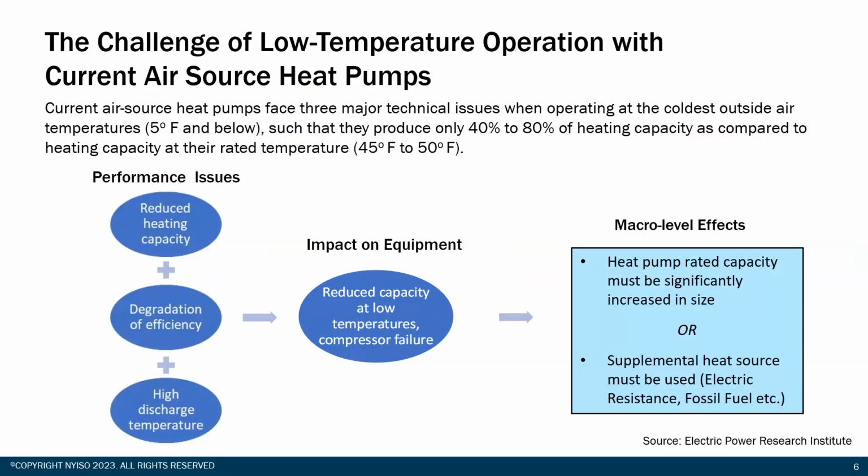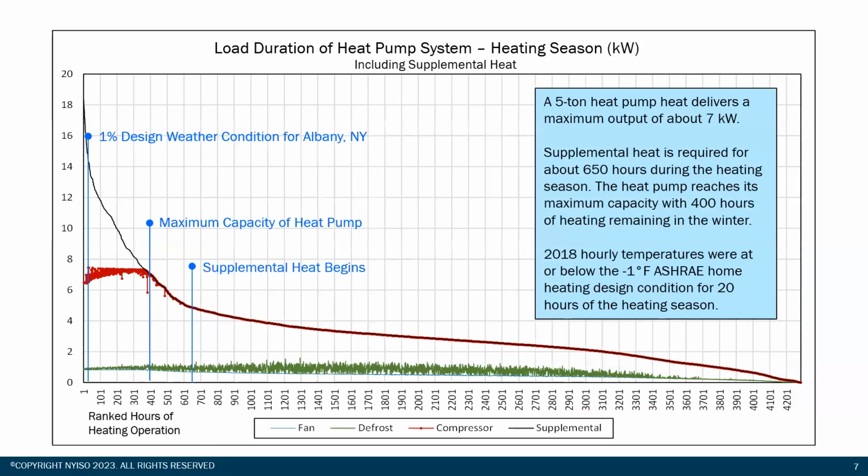So again, the challenges of a heat pump: reduced heating, degradation of efficiency with temperature, and a high discharge temperature. What that means is the compressor has to compress air from, say, ambient conditions of -5 all the way up to about 100 to 120 degrees. A room air conditioner in summer only has to compress from 70 degrees up to 100. So all of these mean you either have to provide supplemental heat, or you have to increase the capacity of your heat pump. So this is the challenge.